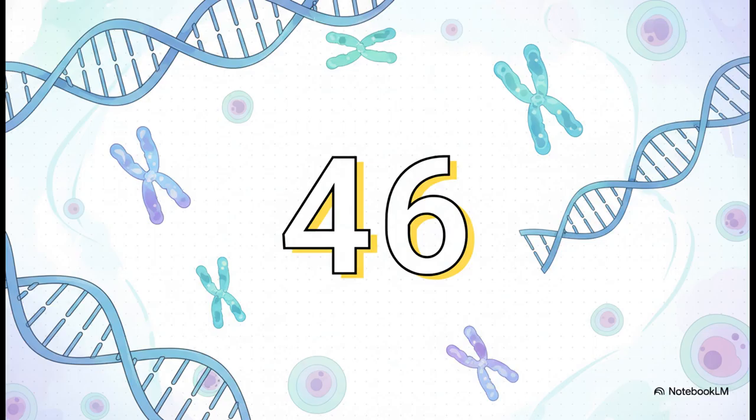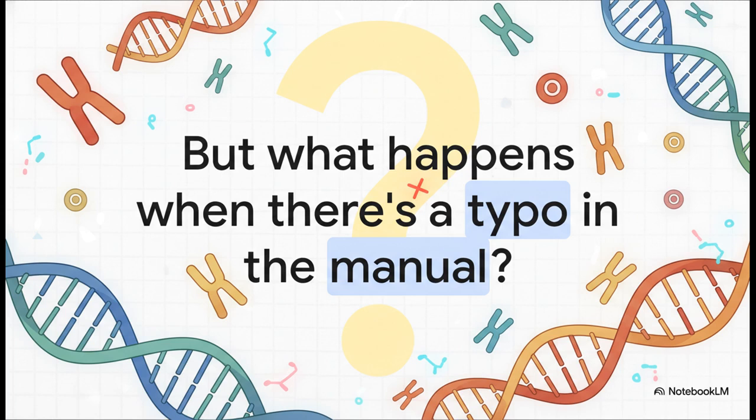Okay, it all comes down to this number right here, 46. That is the total number of chromosomes. Think of them like the individual instruction manuals, packed into almost every single cell in your body. It's the whole shebang, everything needed to build and operate, well, you. So getting that copy right is absolutely crucial.